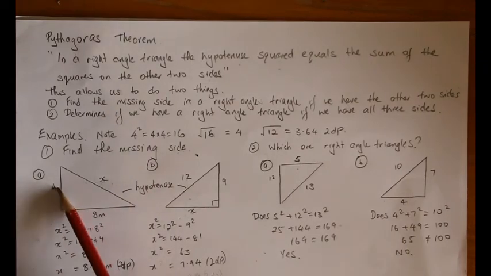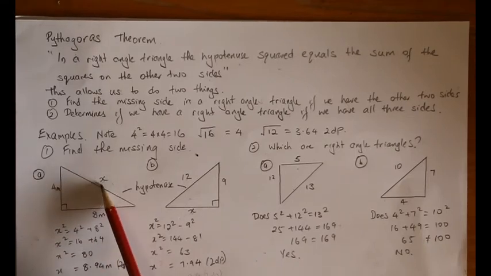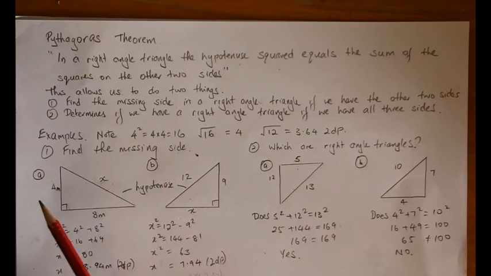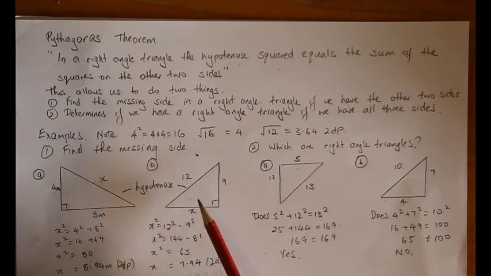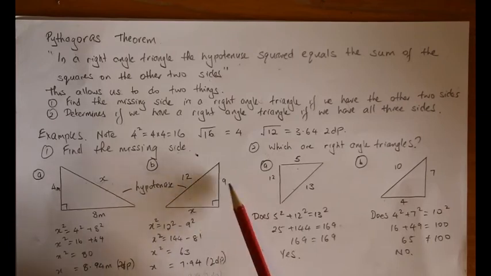The hypotenuse will be less than these two sides added up. So 4 plus 8 is 12. We know this side here is less than 12. This side here must be less than the 12. It must be greater than 3 because 3 plus 9 will make 12, and these two added up must be more than 12.